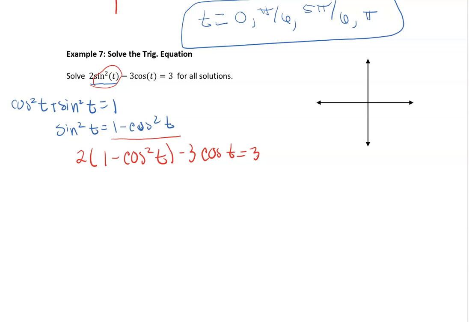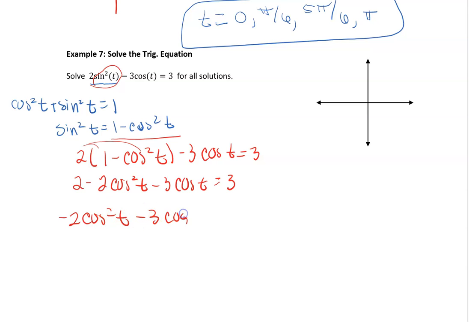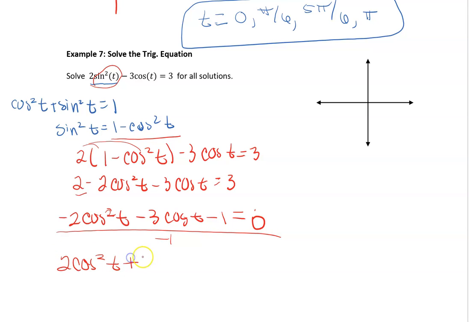I'm going to combine like terms, clean this up, get everything over to one side. So I'm going to distribute the 2 in here. It gives me 2 minus 2 cosine squared t minus 3 cosine t equal to 3. I'm going to say, well, then that's negative 2 cosine squared t minus 3 cosine t. Subtracting that 3 over and putting together with my positive 2 gives me minus 1 equal to 0. Now, typically we like our quadratics to be positive on the front term. So I'm going to divide everything by negative 1 so that I get 2 cosine squared t plus 3 cosine t plus 1 equal to 0, because 0 over negative 1 is just 0.